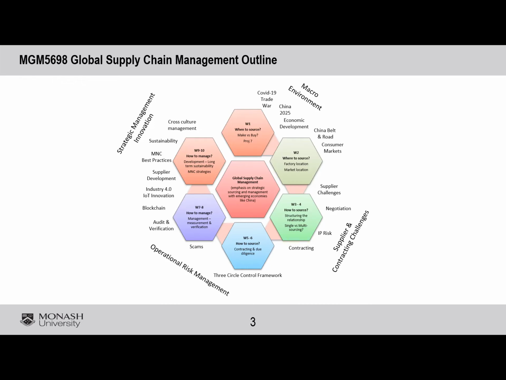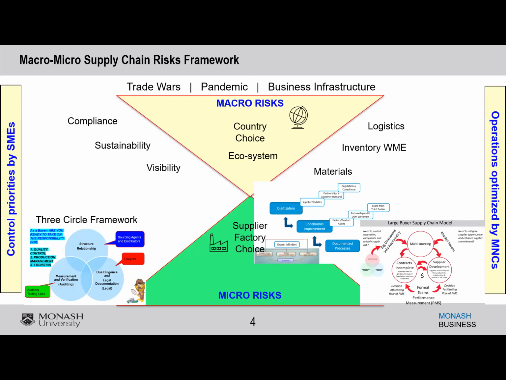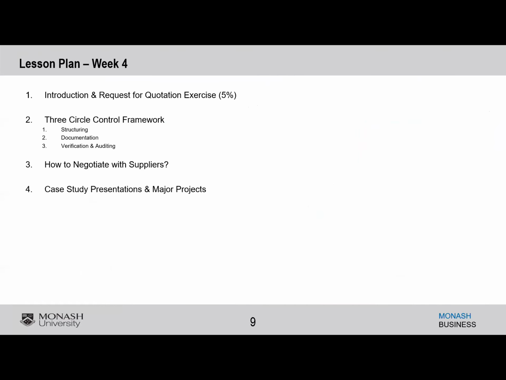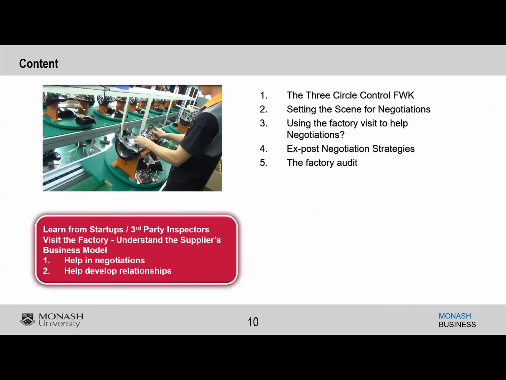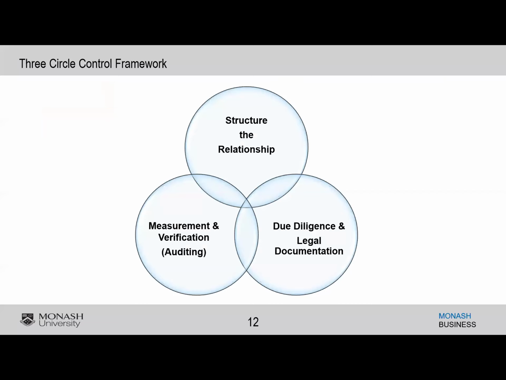You started to realize, oh, wow, this is a tricky business. It's a tricky business, all right? Yeah, so that's what the three-circle control framework is about, okay? And we're going to spend the next 3 weeks on that to understand, okay, so how do we approach the supplier's relationship? How do we contract for it? And how do we do the final control? You know, step 1, step 2, step 3. That's what we'll be doing in the coming weeks. And you all saw my video in the trade show, structuring a relationship, due diligence, measurement, and verification. Tonight, we're talking about structuring the relationship.